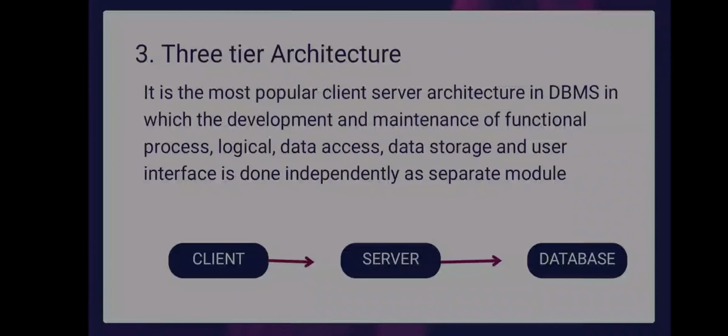The most popular client server architecture in DBMS, in which the development and maintenance of the function, logical process, data access, data storage and user interface is done independently with different modules. The client does its own work, the server does its own work and the database does its own work individually, which is known as three-tier architecture. Got the point? The system architecture is of three types. Single tier architecture, where client, server and database work on a single machine. The second is two tier, where client and server or database work individually with the presentation layer and the data storage level. And three-tier architecture has three levels: client, server and database.